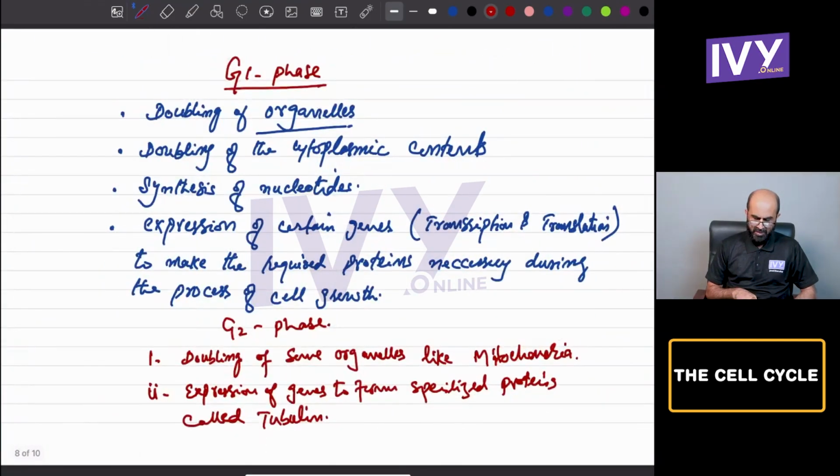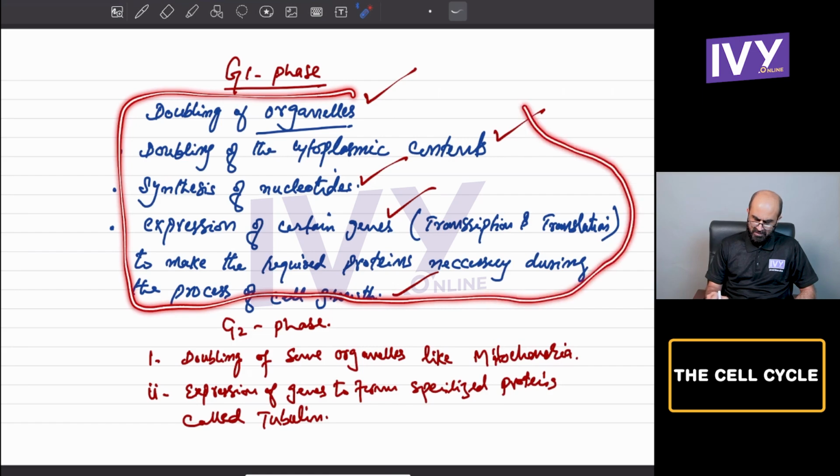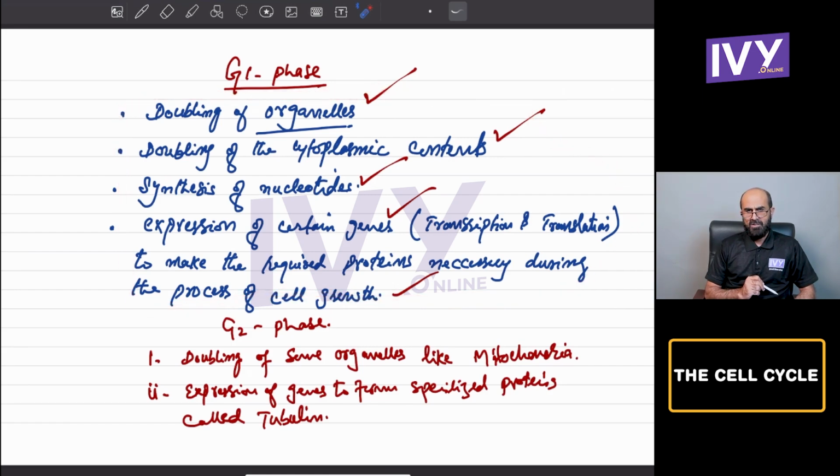If you remember, I have mentioned some important points: doubling of the organelles, doubling of the cytoplasmic contents, synthesis of the nucleotides, expression of certain genes, translation, and making the required proteins necessary for the process of cell growth. All these substances should be checked, whether they have taken place correctly or not. The signaling molecules will proceed, and they will see whether all the organelles are doubled correctly, and all the cytoplasmic contents have become doubled or not. Do we have an adequate number of nucleotides for the next phase, I mean, when the replication of DNA will be proceeding?